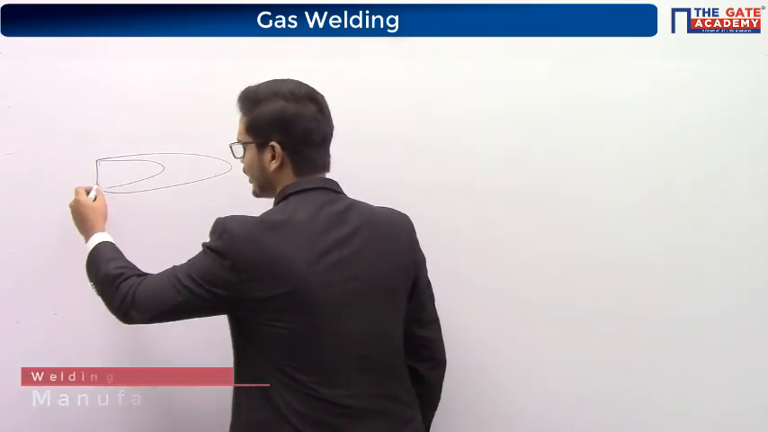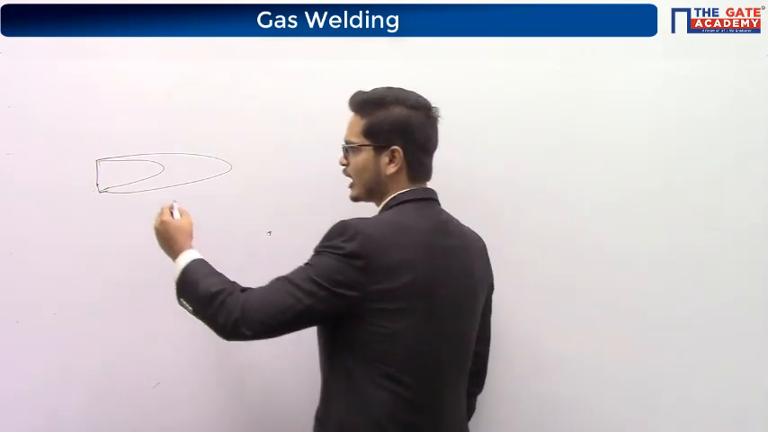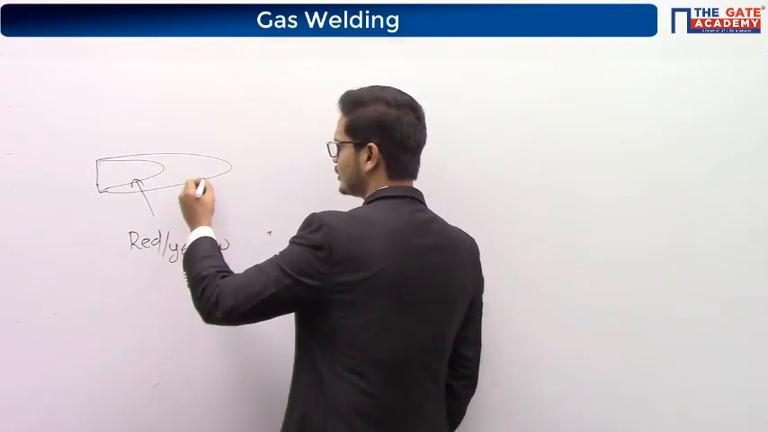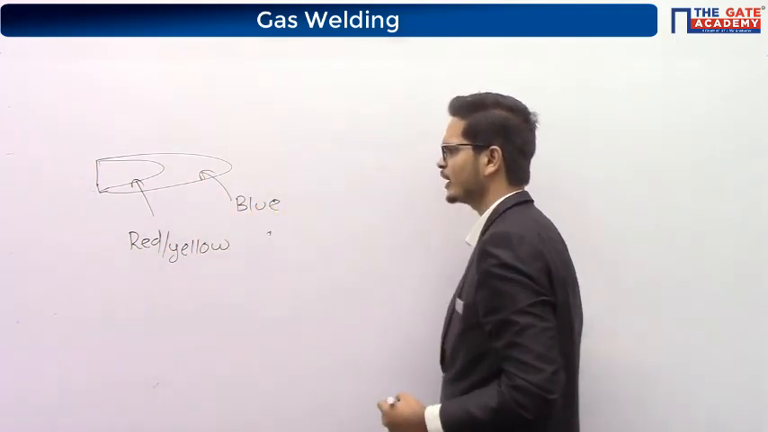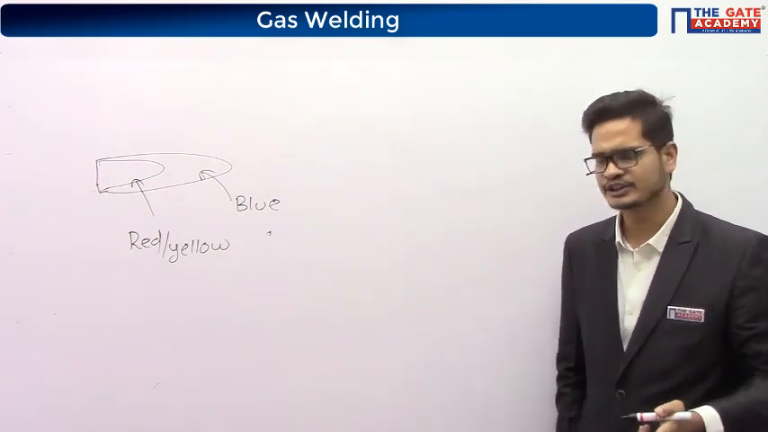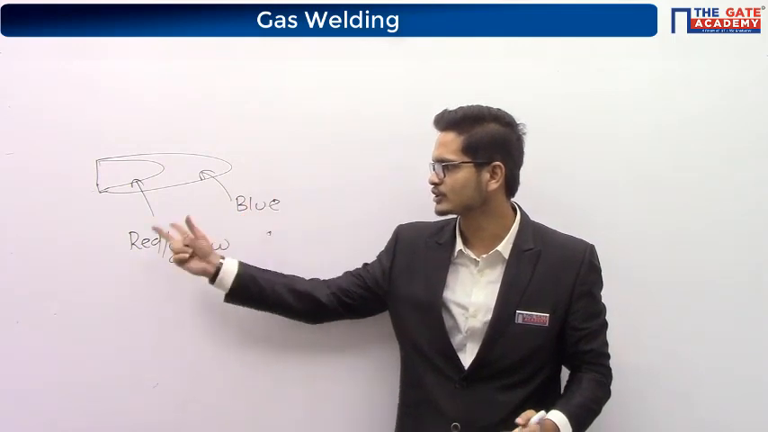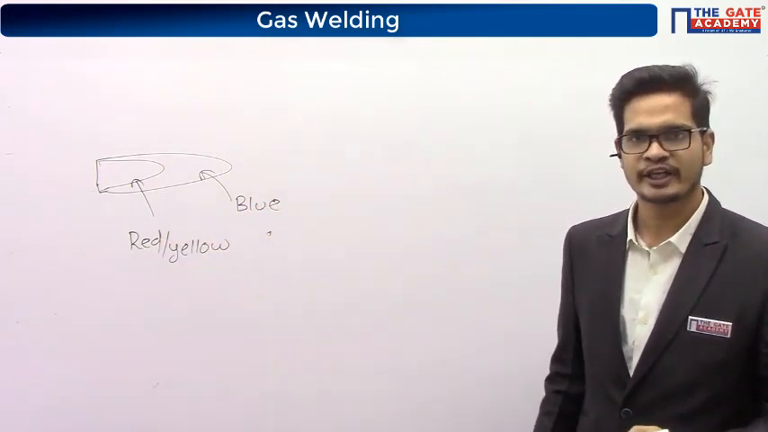The flame will have two different colors. The inner portion will have red or yellow color. The outer portion will have blue color. Even the candle flames you might see, the matchstick flame, all these flames generally have these two colors: red, yellow, blue. What does this color signify?